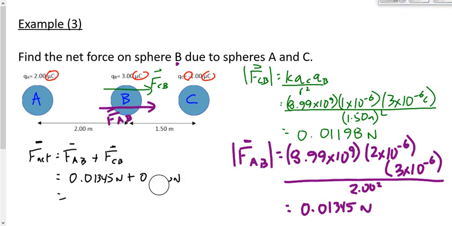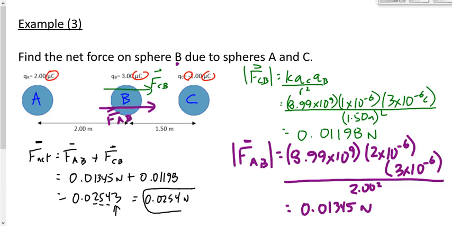Yes, thank you. It is 0.011 there. I think it's 0.02543, rounded to 3 digits. 1, 2, 3 digits. Fourth digit is 3, so it rounds down. 0.0254 newtons. There's my force. Yeah, carry the unrounded numbers over.